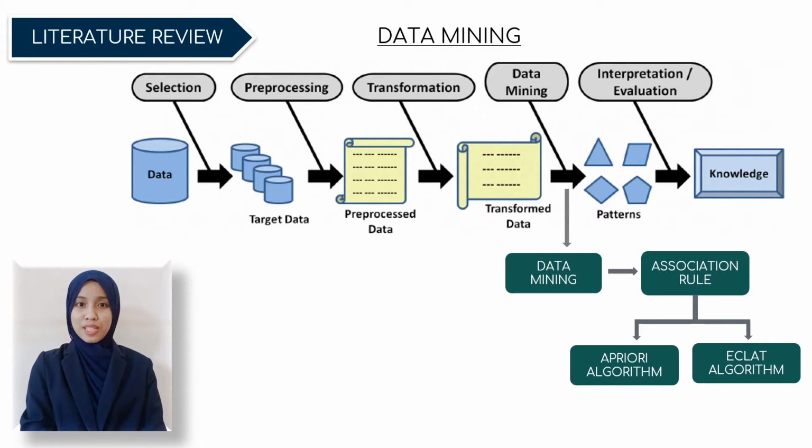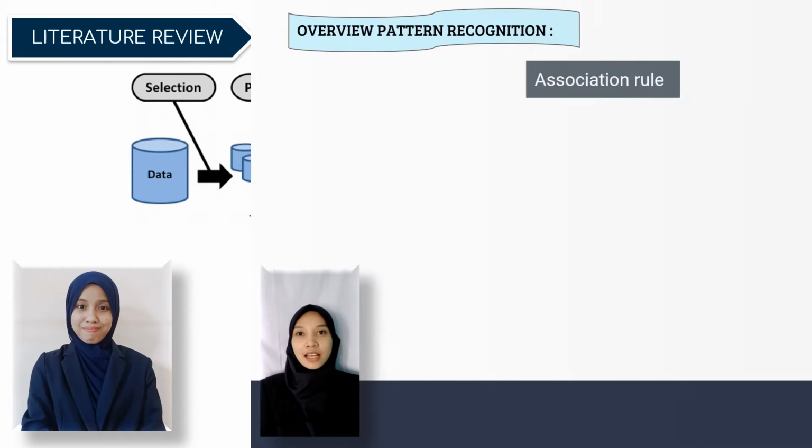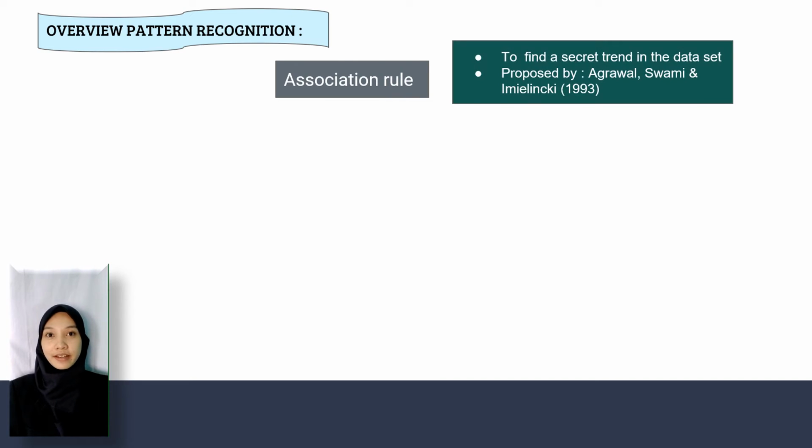Data mining is a process of studying and analyzing a massive amount of data to discover meaning, pattern, or knowledge. But before we get that meaningful data, the data needs to go through some phases: selection, pre-processing, transformation, and lastly, the pattern that we get is our data mining. From here, the association rule technique is going to be used in our research to get meaningful knowledge. Association rule is used to find a secret thread in a dataset. This technique was proposed by Agrawal in 1993.